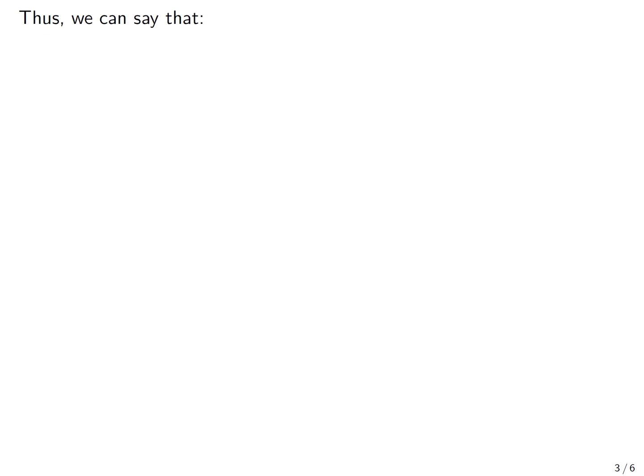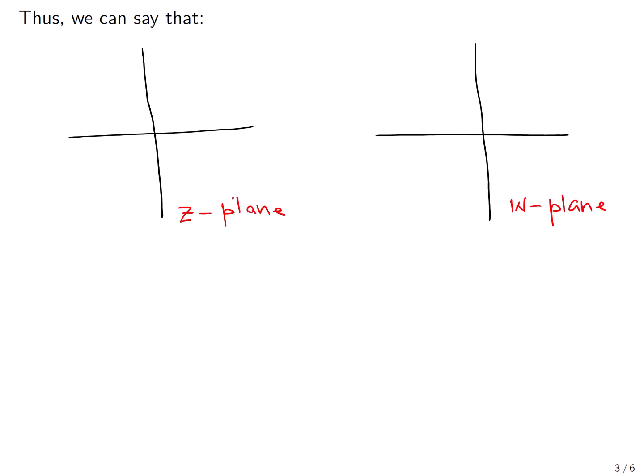We can draw a situation like this. Let's look at the z plane and the w plane first. On the z plane, we can find the set G, and then the image set, which is on the w plane. So this may be the image set. That's the image set, and you can see this is the range.